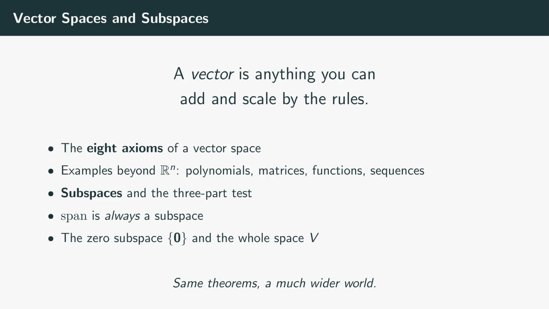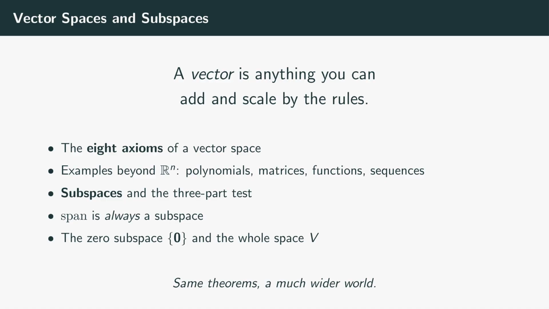Welcome back. For 13 episodes, a vector has been an arrow, or a list of numbers. Today we make the move that gives linear algebra its enormous power. We stop asking what a vector is made of, and ask only what we can do with it: add 2 of them, and scale 1 by a number. If those 2 operations satisfy 8 simple axioms, the collection is called a vector space, and every theorem we have proved for arrows in Rn instantly applies.